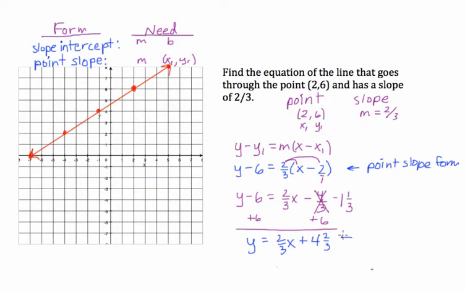So this is now in slope-intercept form. Y equals mx plus b. Notice the m number, that's the slope, and the b number should be where it crosses the y-axis, which is right there. So again, to get from point slope to slope intercept, all you have to do is simplify.